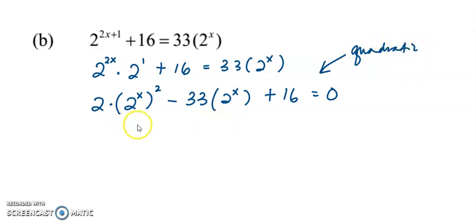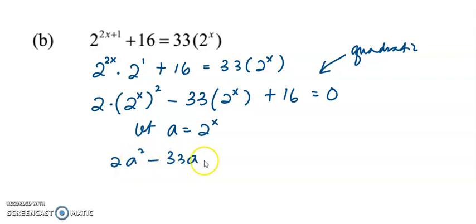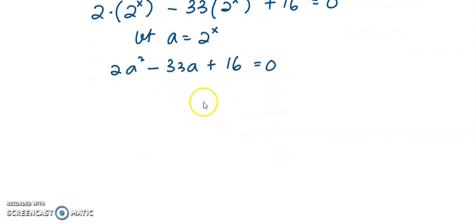Where later on I'm going to substitute the a as the 2 power of x so that you can see clearly it is a quadratic equation. And we can use the method of solving a quadratic equation to solve for this equation. So now you got 2a squared minus 33a plus 16.